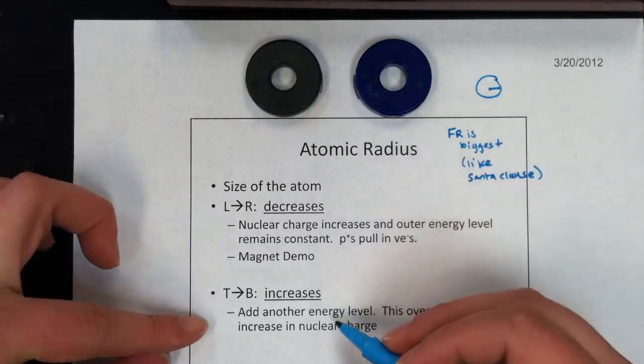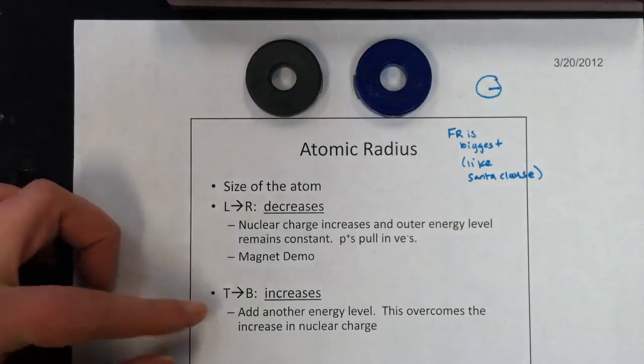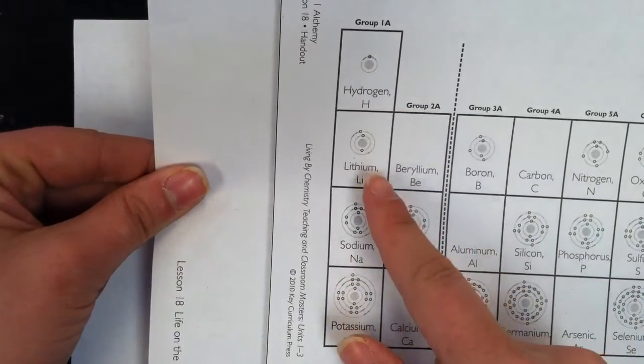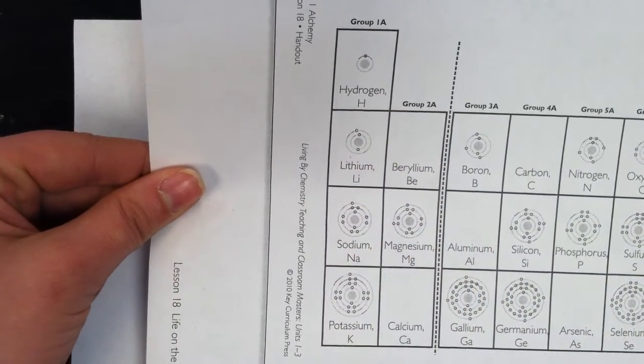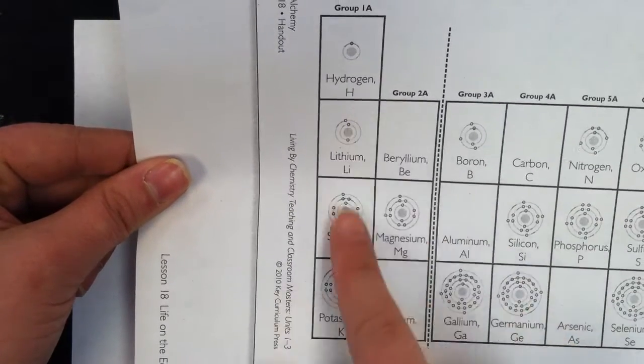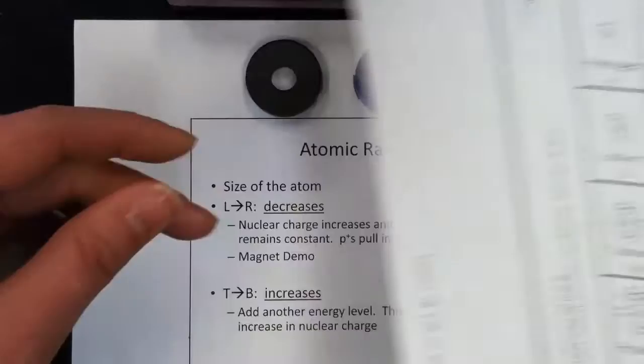As we go down the group, I'm going to start with going down. As we go down the group, we add more energy levels. So you can see going down, there's more and more rings to hold those electrons, more and more shells, we would call them. So going down, it very clearly gets bigger because there are more shells.